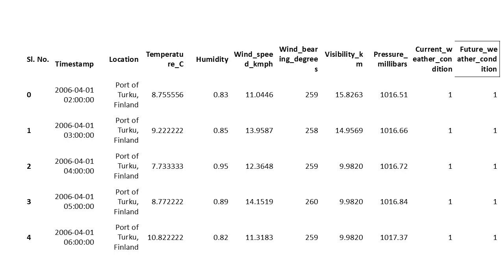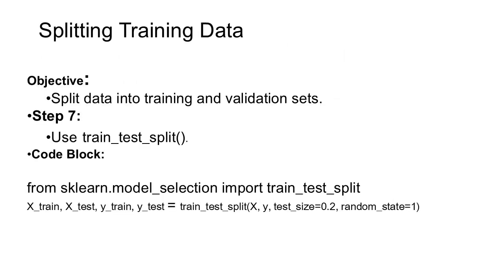So it consists of timestamp, location, temperature, then humidity, wind speed, wind bearing degree, visibility, and pressure, then current weather, future weather. What you have to predict, what is the outcome, what is the output? Future weather. You have to predict the future weather, whether it will rain. We use all these features for the training.